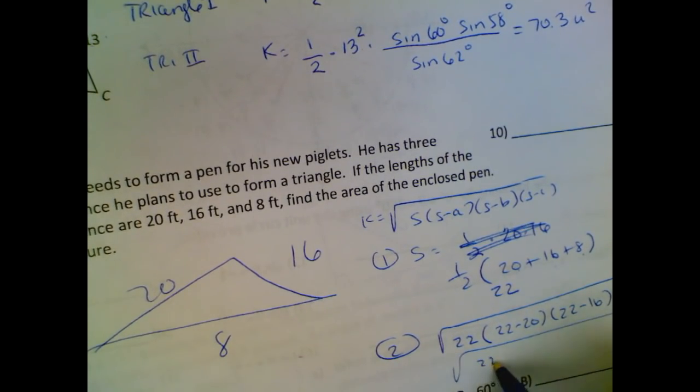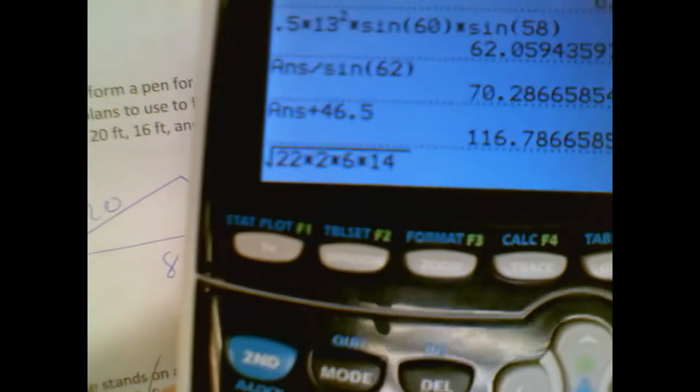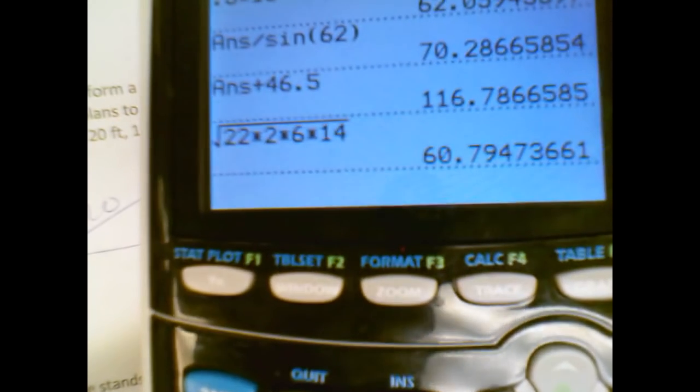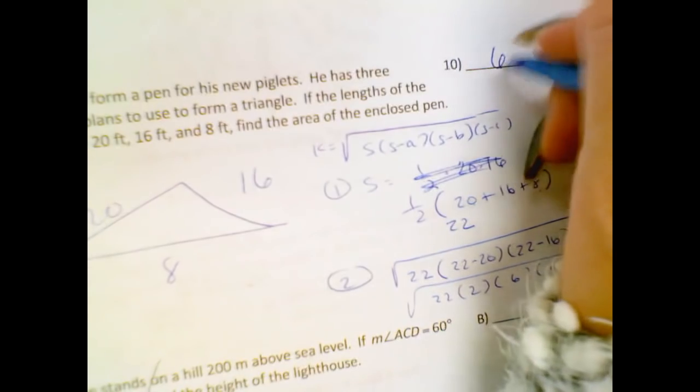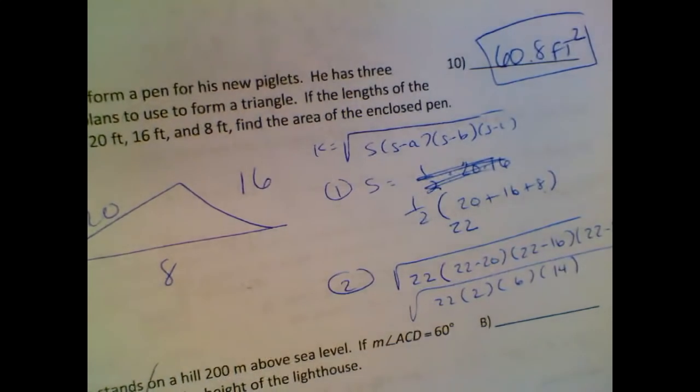So this is 22 times 2 times 6 times, what is that, 14. You punch this all in your calculator. You can punch the big long one in or the one where you already did some subtraction. 2 times 6 times 14. 60.8. And that's your area. And make sure it says feet squared.